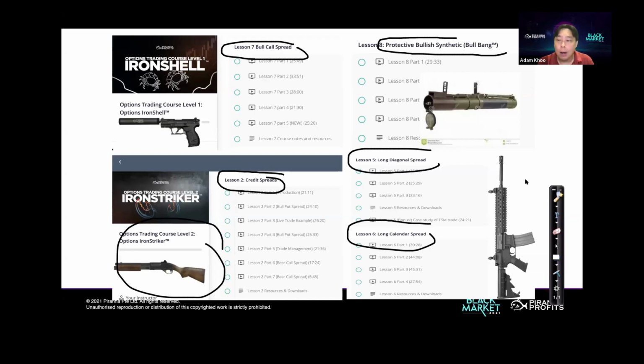Or you can use a bull call spread, which is like a pistol, but now with a silencer. So the enemy doesn't hear you coming. Or if the enemy gets shot, it won't alert other enemies to kill you. Then one of the most popular strategies is called the Bubang. This is like using a rocket launcher on the enemy to blow them up really fast. And then we've got diagonal spreads and all that. So that's the analogy I give.